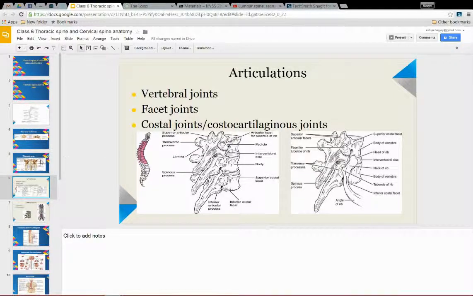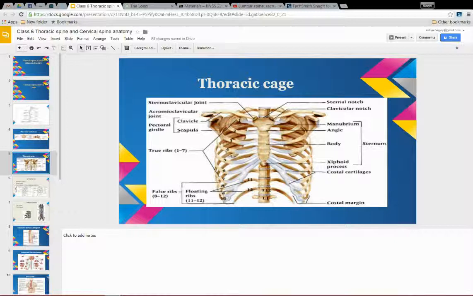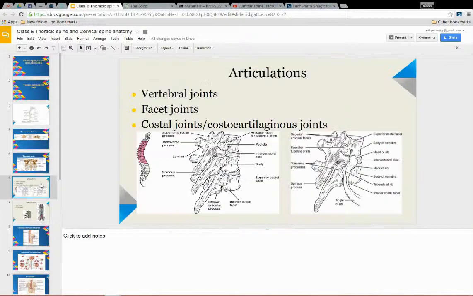The costocartilage joints are the joints where the costal, or the rib here, attaches to the cartilage here. So this is a costocartilage joint. If we go back to the other picture, this is a costal joint. So costal means rib.